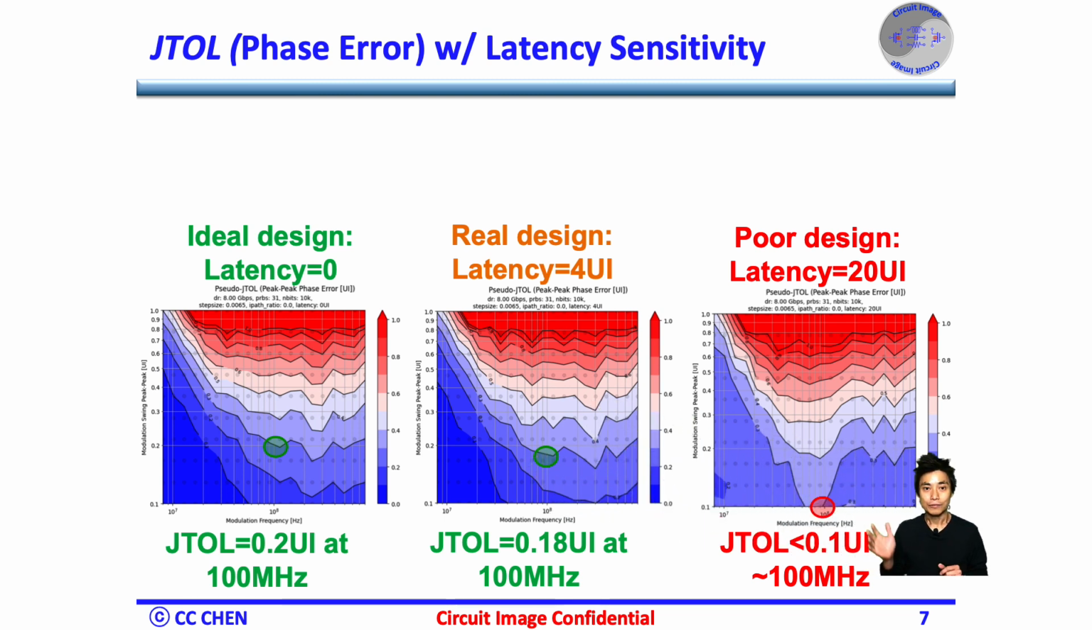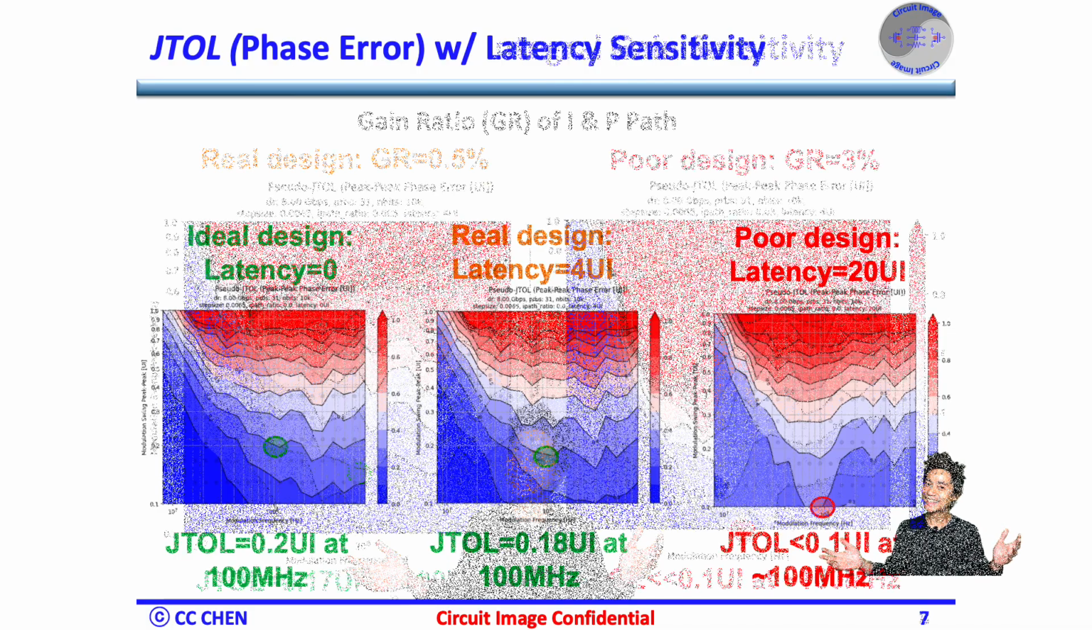But with our poor CDR design with a 20 UI loop latency, the jitter tolerance would be less than 0.1 UI and has a big jitter peaking shown here. So these jitter tolerance images let us know the importance of the loop latency. What else could we try?